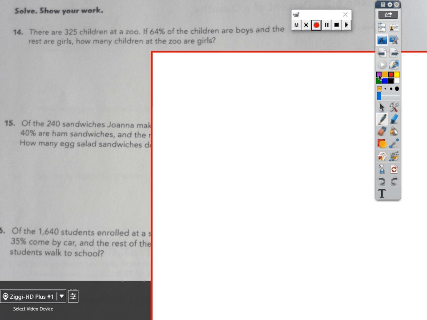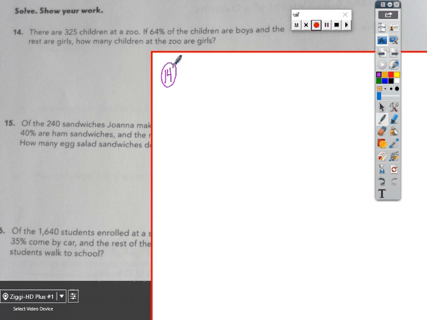Number 14. There are 325 children at a zoo. If 64% of the children are boys and the rest are girls, how many children at the zoo are girls? Well, you're not required to draw a bar model, but I'll be honest, drawing those bar models is not a bad idea. I had a student today mention that, and I think it definitely was a useful tool. I didn't require it because I had my students complaining, why do we need the bar models?